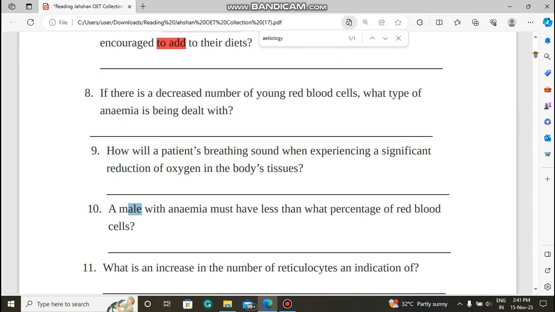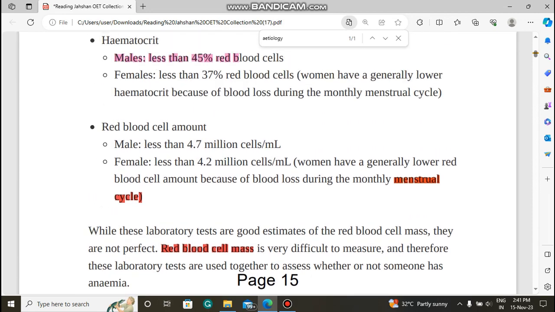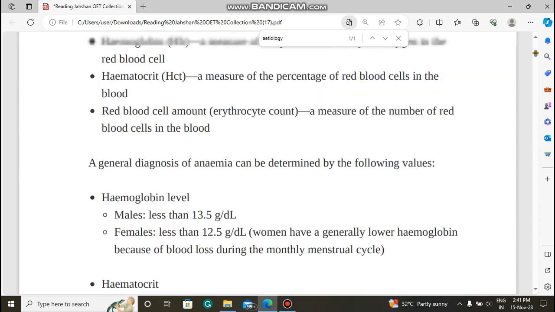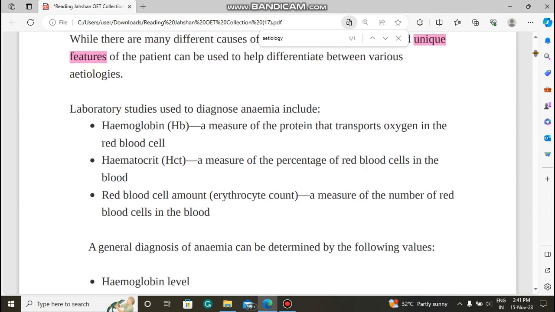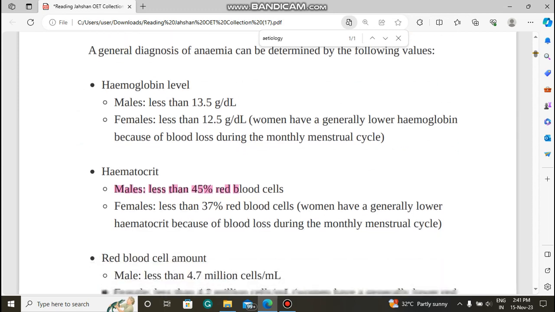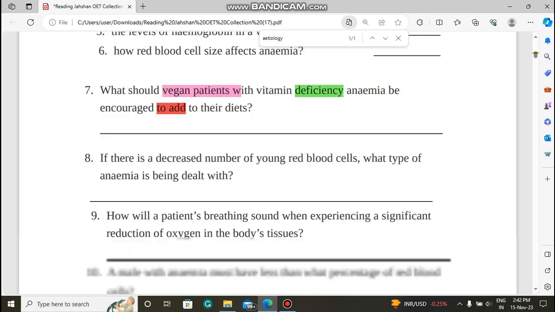So let's go to the text. Here different causes of anemia are mentioned in paragraph C. Let's move downward. Here hematocrit: the male is less than 45% red blood cells. So the red blood cell count in males is less than 45%. The answer is 45%.